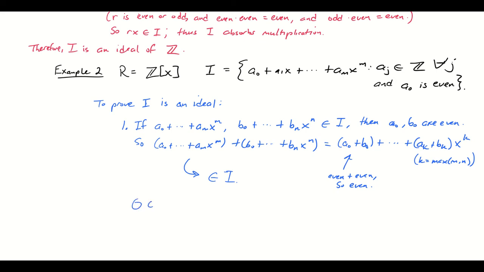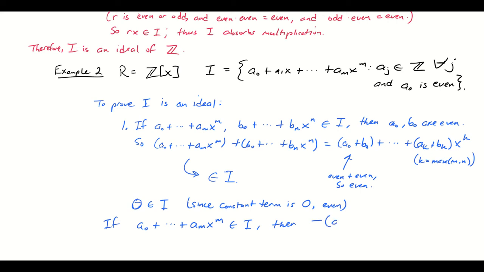We can also prove that 0 belongs to the set because the 0 polynomial has constant term 0, which is even. And also, if I write down some polynomial that's in I, well then the opposite of that, we know what its constant term is going to be. It's just negative a0 plus negative a1x, etc. up to negative am x to the m. And that constant term is still even, because a naught was even. Okay, so that was a lot of work to show, trying to convince you once and for all that I is at least an additive subgroup of R.